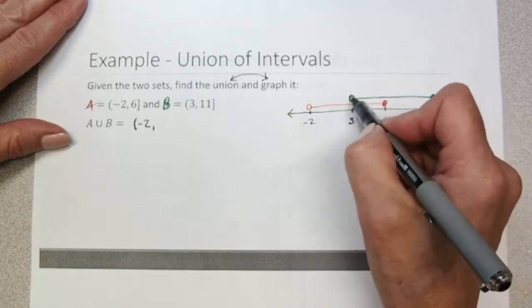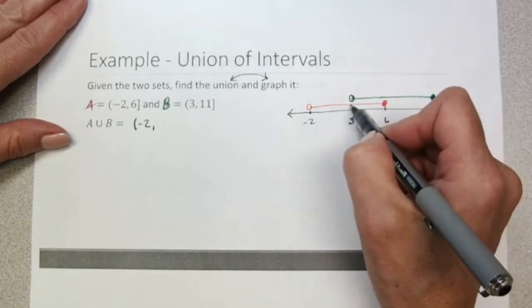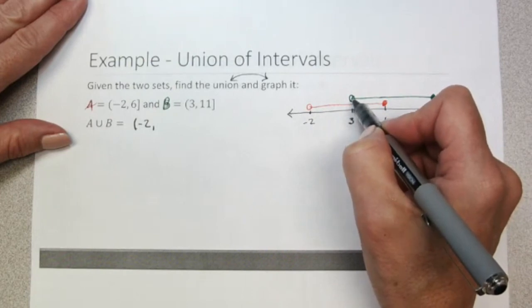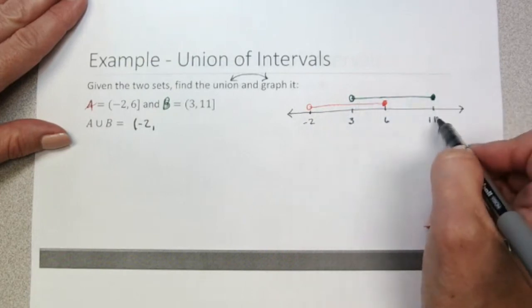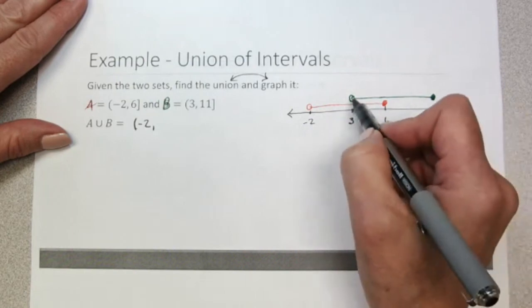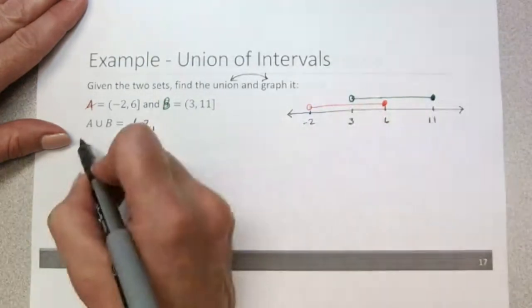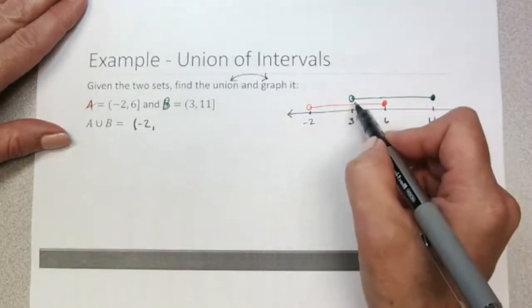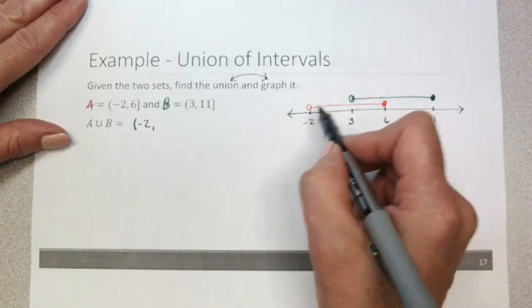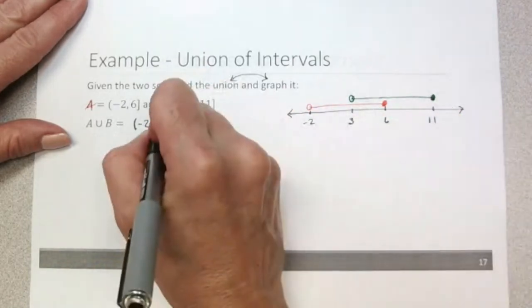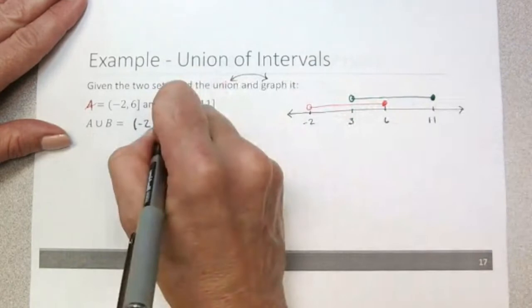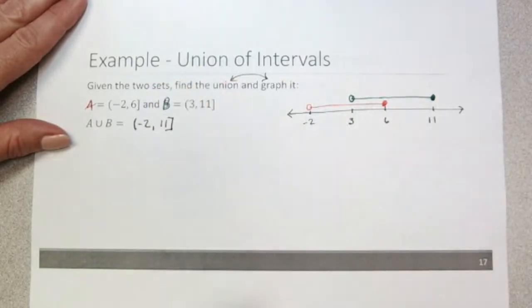There's no breaks. There might have been a break here at 3 if I didn't have the value of 3 covered in set A, because it doesn't include it. It's not included in set B. But I don't have to worry about that because we're finding a union here, right? So it has to be in either set, right? So my highest value then is going to be 11, and that's closed by the 11, so I'll put a bracket next to that.